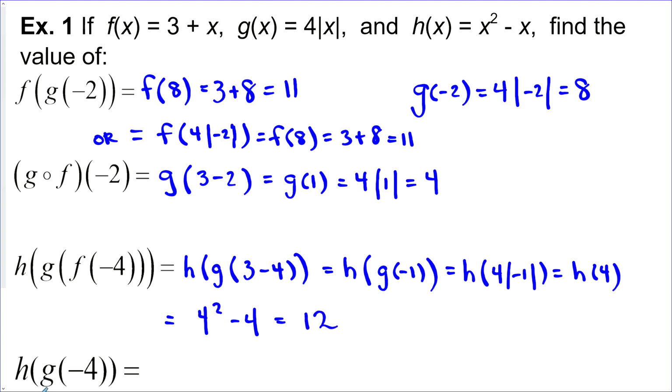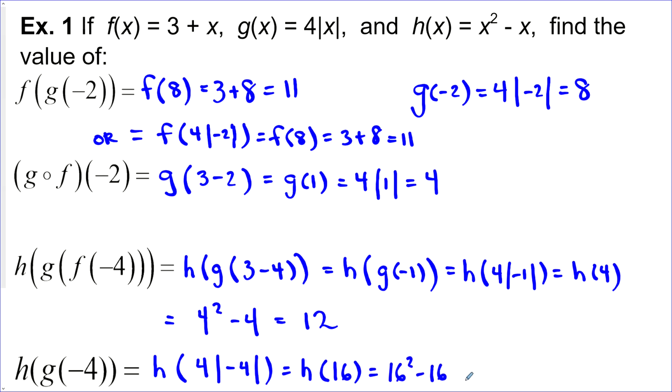Next example, g is inside now. So we've got h and g at negative 4. It's 4 times the absolute value of negative 4, which is 4 times 4, so it's 16. Now we've got h at 16, which is 16 squared minus 16. That is 256 minus 16. That turns out to be 240.